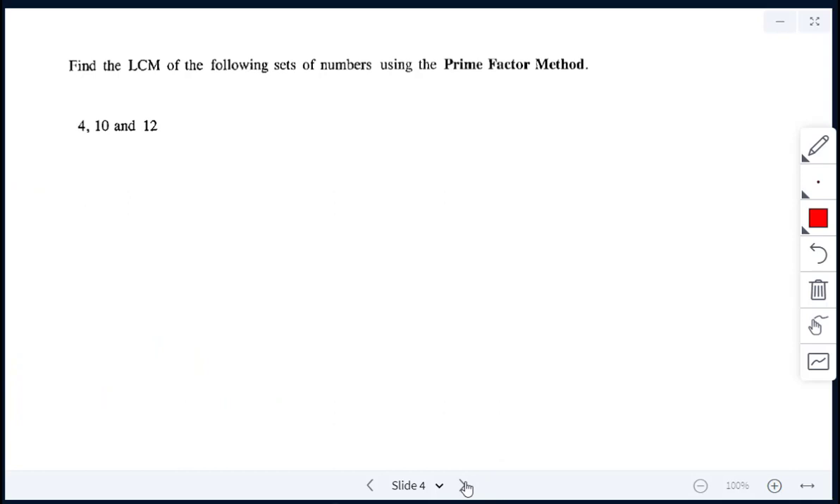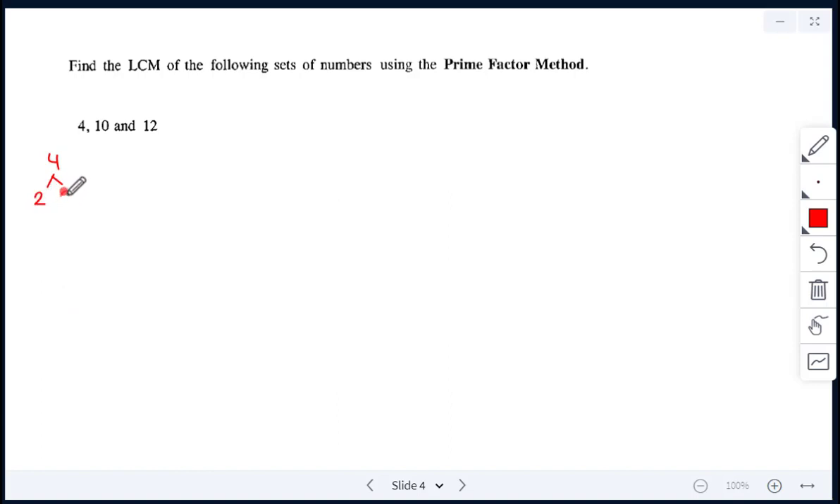All right, let's try another example. So we're going to use the prime factor method again. This time we are looking for the lowest common multiple of 4, 10, and 12. So let's start again. We're going to prime factor each of the numbers.